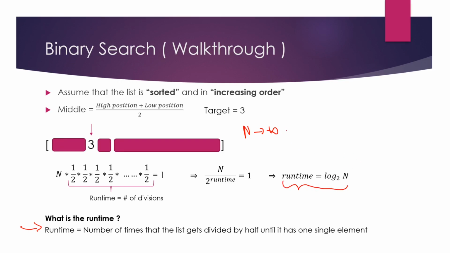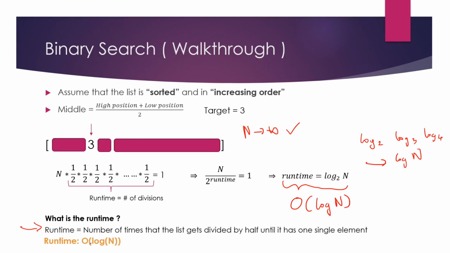And as n goes to infinity, no matter what base you have, like log 2, log 3, log 4, they all converge to log n. So your final big O runtime is going to be O(log n). So the runtime equals O(log n), which is less than the O(n) of the linear search. Therefore, the binary search performs faster than the linear search.